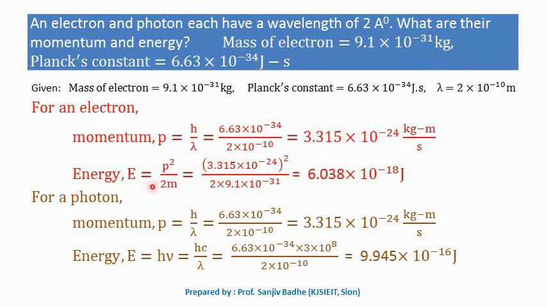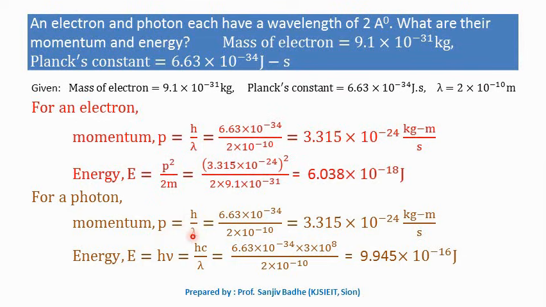Energy of an electron is equal to p square by 2m. p we have just now calculated, m we know, so energy is calculated as 6.038 into 10 raised to minus 18 joules. If we want to convert this into electron volts, just divide it by 1.6 into 10 raised to minus 19. For a photon, momentum can be calculated by using the de Broglie relation.